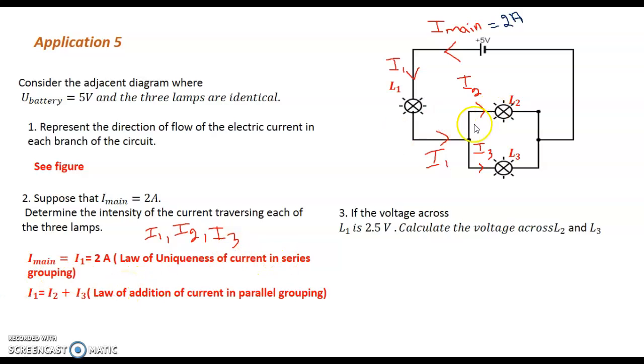Now, I1 is equal to I2 plus I3, or you can say I main equals I2 plus I3 because I1 and I main are equal. This is the rule. What is the justification? By law of addition of current in parallel grouping.